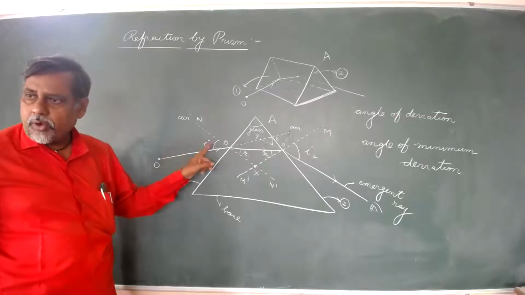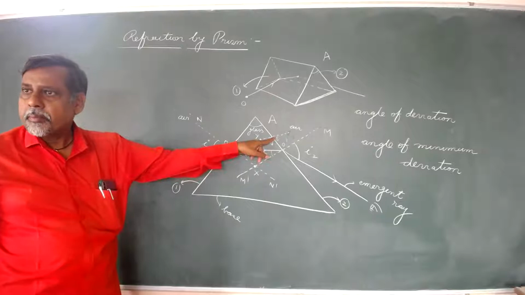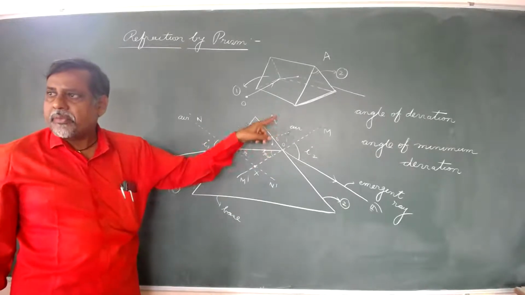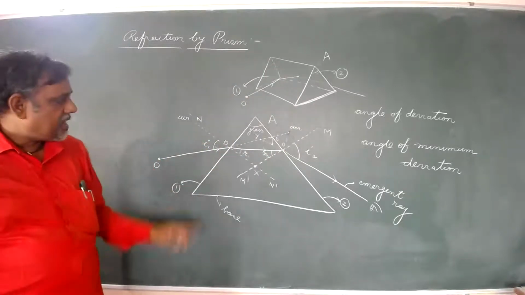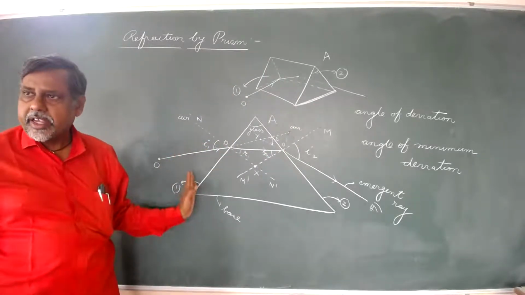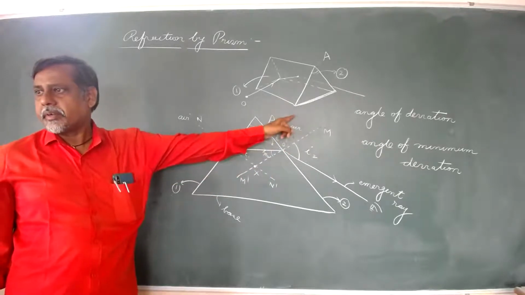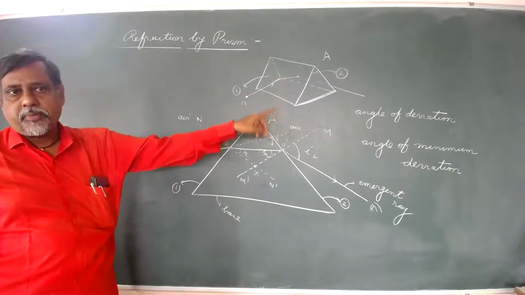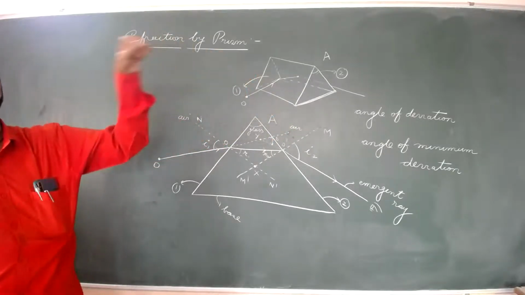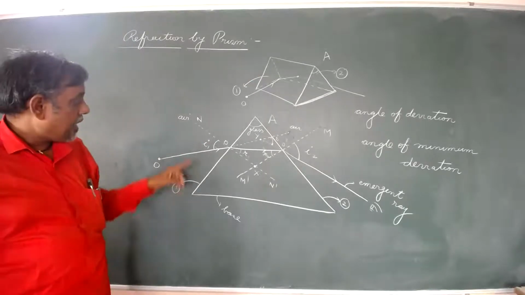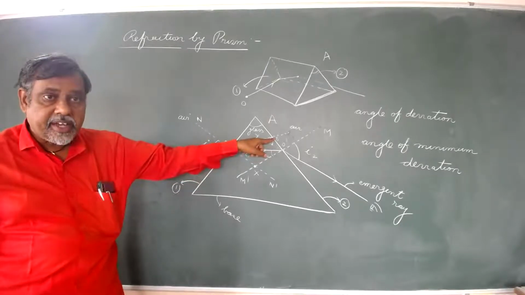Yes, as the angle of incidence increases, the angle of deviation decreases. But this decrease in the angle of deviation never takes place continuously. Don't think that it goes on decreasing continuously. As the angle of incidence is increased, it keeps on decreasing.